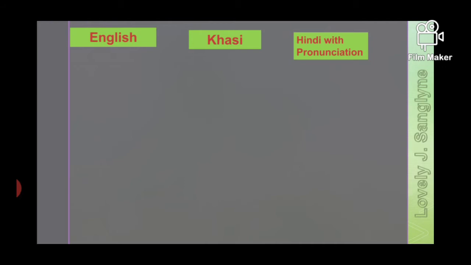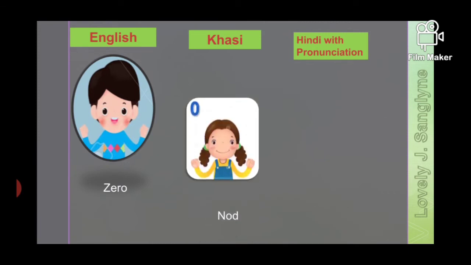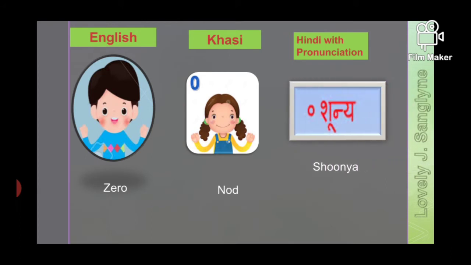Now 0. Not. Shunya. Here in the first column in English is 0, second column in Khasi not, and in the third column, or the last column, in Hindi is shunya.